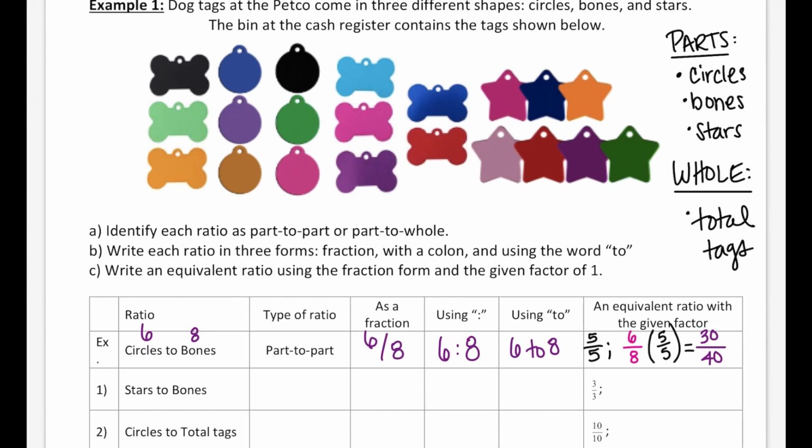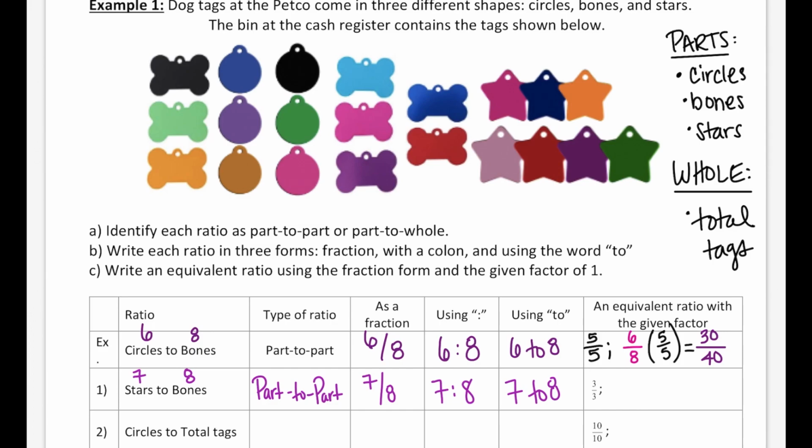First, let's count the total number of stars. I count 7, and we already know that there are 8 bone tags. What type of ratio is this? Part to part. As a fraction, 7 to 8. Using a colon, 7:8, and the word "to", 7 to 8.